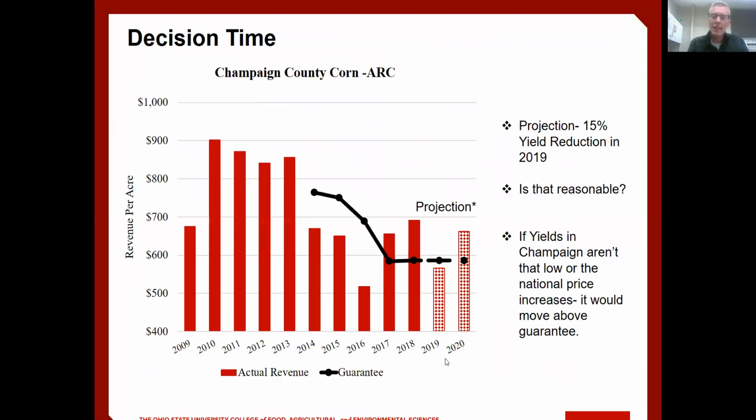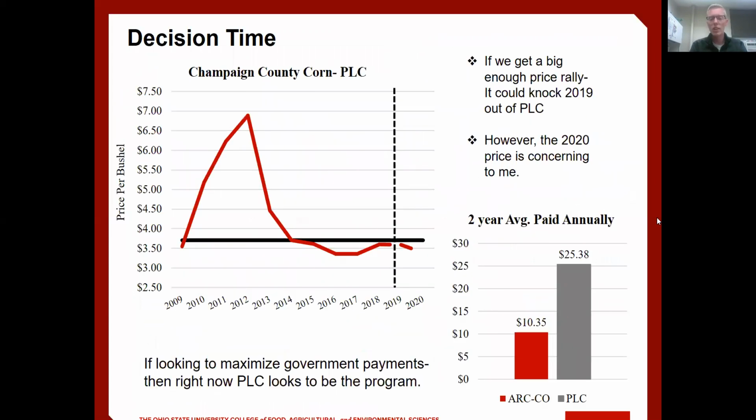If we look ahead, we see that Ark County for 2019 and 2020, and I'm figuring in a 15% yield reduction in 2019, it looks like a payment for Ark County could be made in 2019. No Ark County payment is expected in 2020. Again, this is made on base acres and 85% of those base acres, so it's just something to keep in mind. But we also need to look at the PLC program.